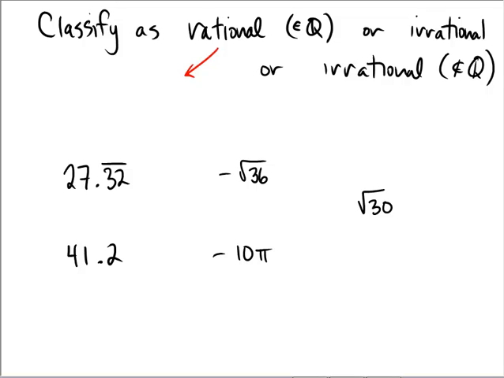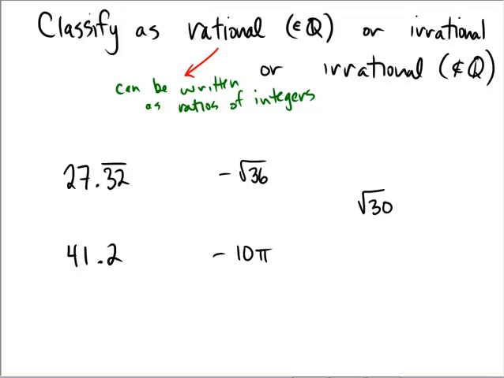Rational numbers are numbers that can be written as ratios of integers. Okay, that's kind of the one way of understanding what a rational number is. Another characterization is that they have decimal expansions that either terminate or repeat.